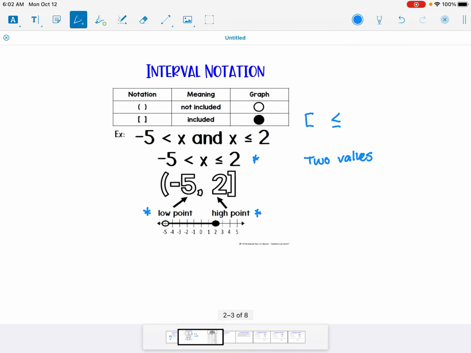The second thing to note is that you can mix the type of parenthesis that you use. In this case, because this symbol here was a less than symbol, they used the parenthesis. And on this side, because they had the less than or equal to symbol, they used the bracket because we did want to include the 2. And again, on the number line, we have an open circle because we're not including it, and we have a closed circle here at 2 because we do want to equal the 2.